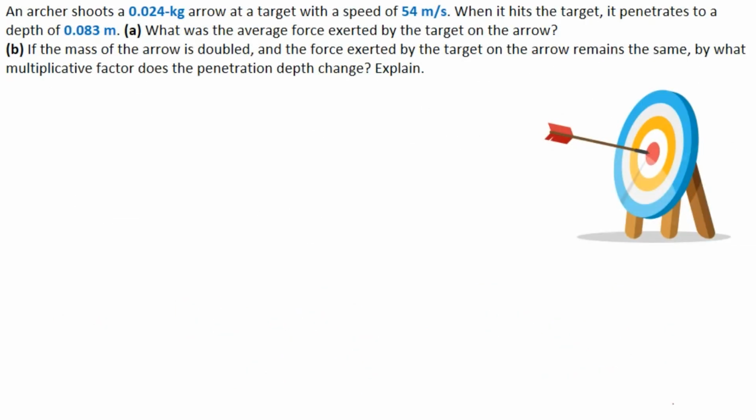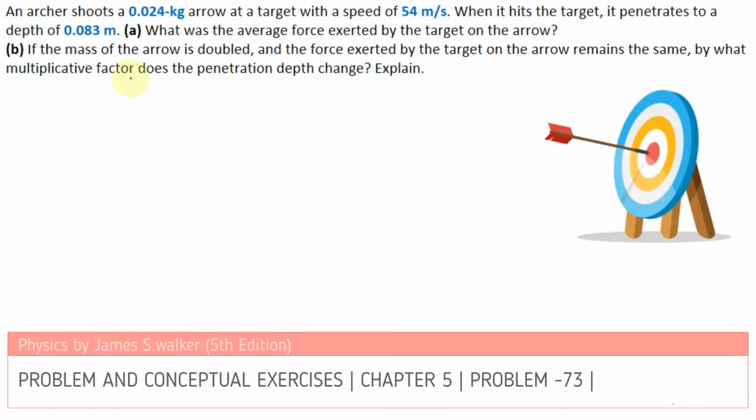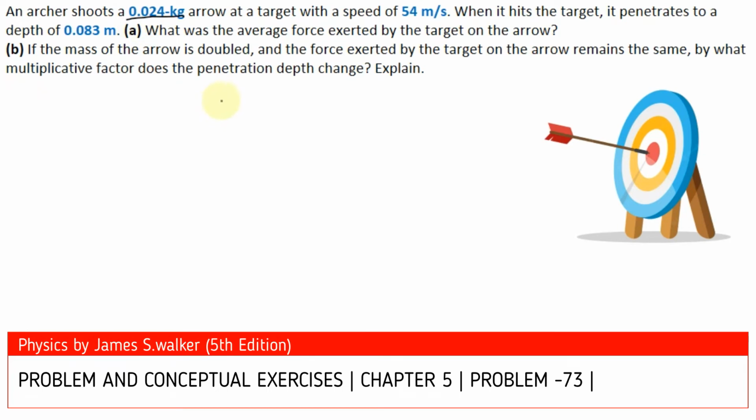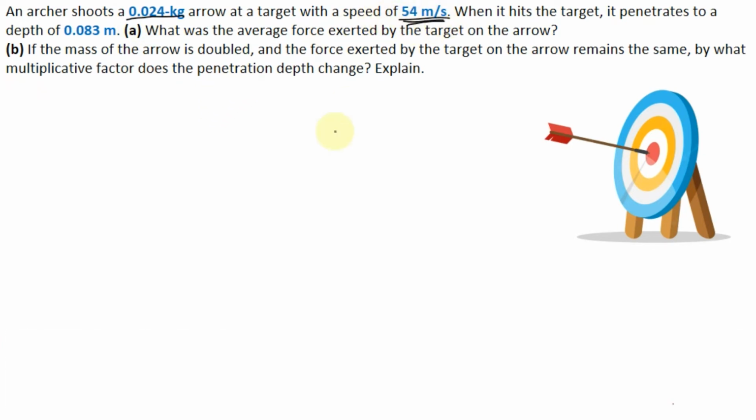Now in this question it is given that an archer shoots a 0.024 kg arrow at a target with a speed of 54 meter per second. And when the arrow hits the target, it penetrates to a depth of 0.083 meter. Now there are two parts that we need to solve. In the A part, we need to find the average force exerted by the target on the arrow.